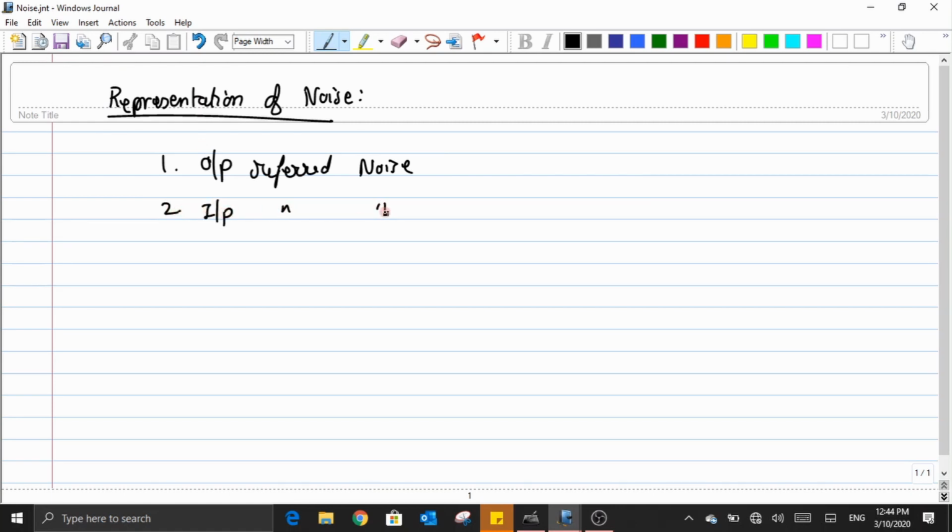First, let me discuss this output referred noise, and later we'll discuss the input referred noise, how to compute it directly from the output referred noise. Clear?